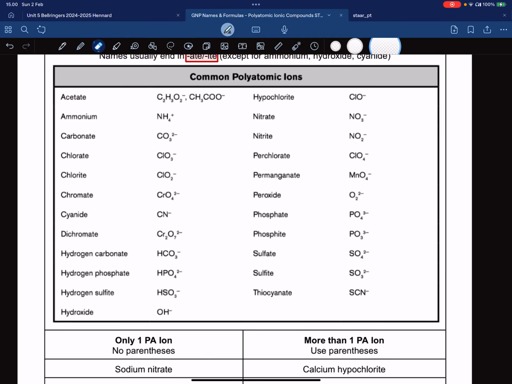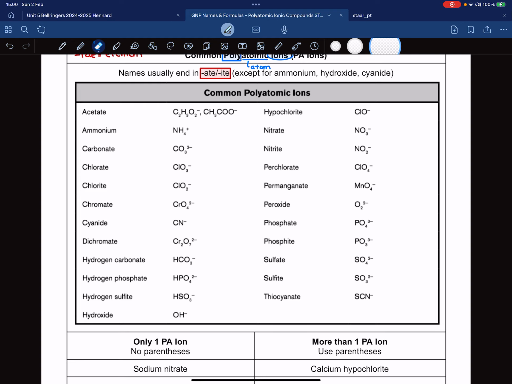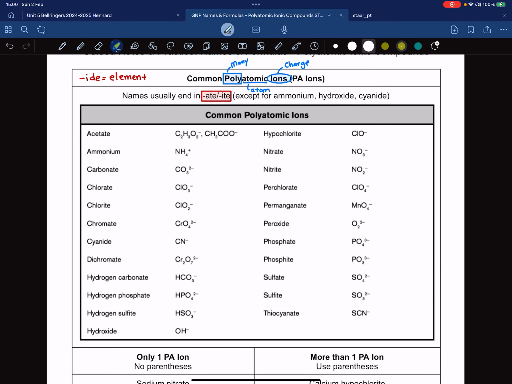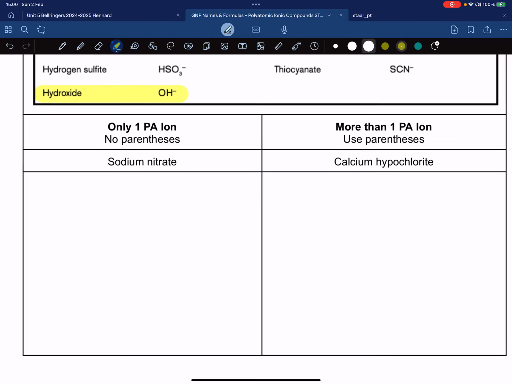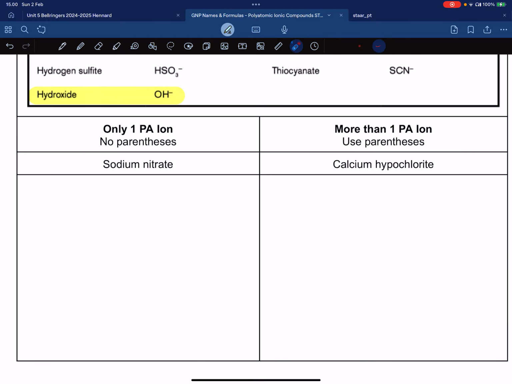Okay, so now that all that's done, you see the exceptions up here. There are some that don't end in ITE or ATE. The ones that don't end in ITE or ATE are ammonium, okay, which is also the only positively charged one, and hydroxide, which has a -1, and cyanide. And then you notice every other single one ends in ATE or ITE. All right, so there's basically only 2 situations here. One is where you don't need a parentheses, and the other is where you do.